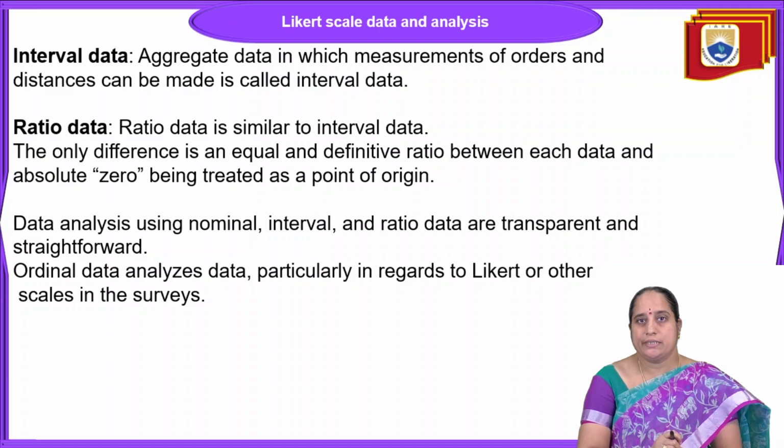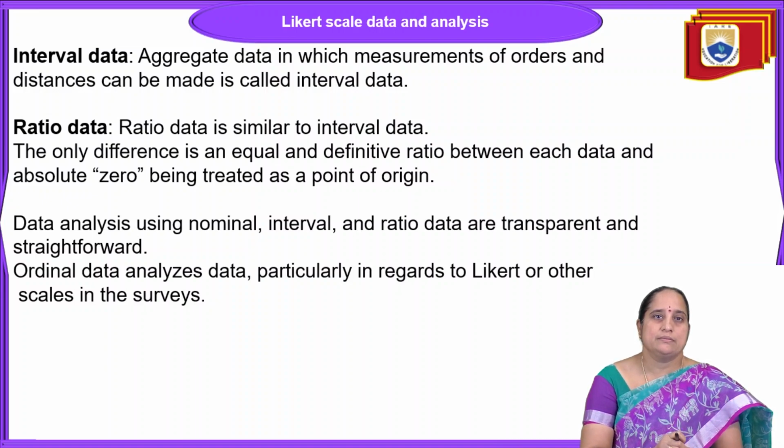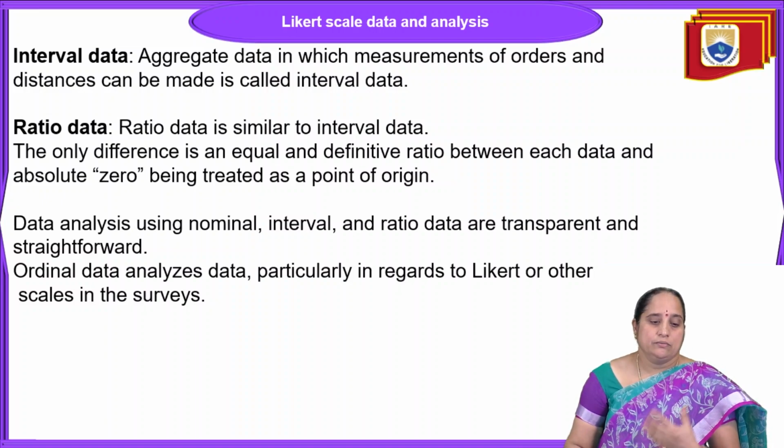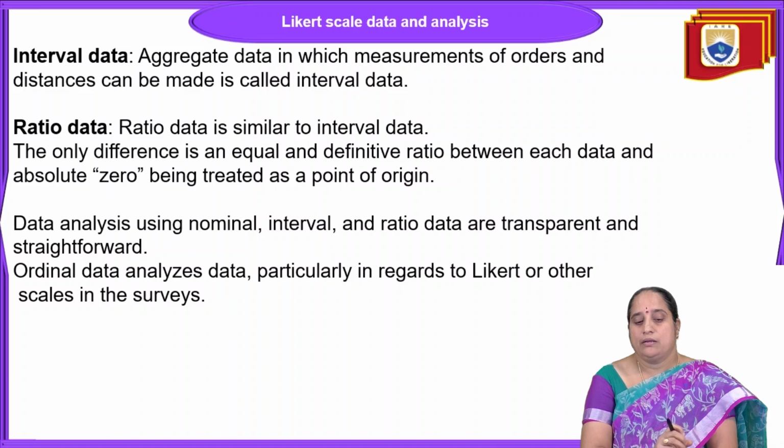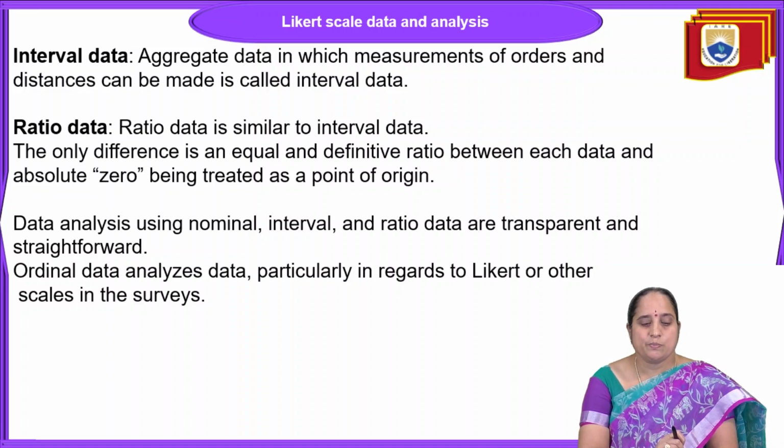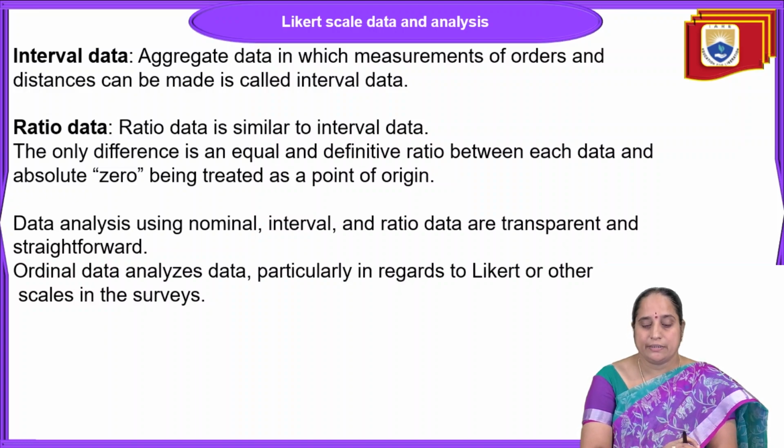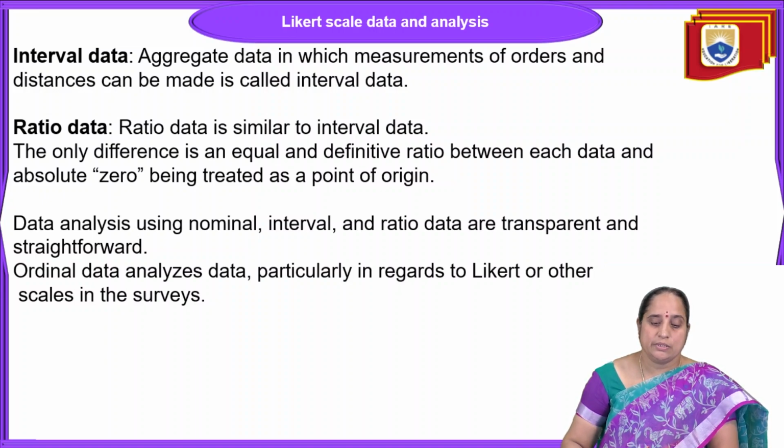The next one is ratio data. It is similar to interval data, but the only difference between interval and ratio data is that in interval data there is no true zero, whereas in ratio data we consider zero as a point of origin. The data analysis using nominal, ordinal, interval and ratio data is transparent and straightforward, but only in the case of ordinal data do we need to use the Likert scale or some other unidimensional scales, because there are no exact or straightforward questions, as it depends upon the level of their agreement or disagreement.